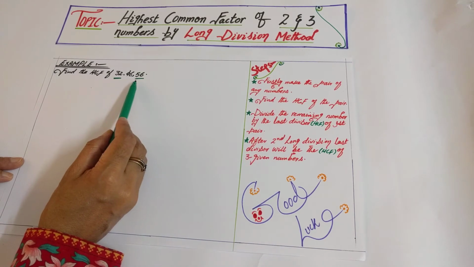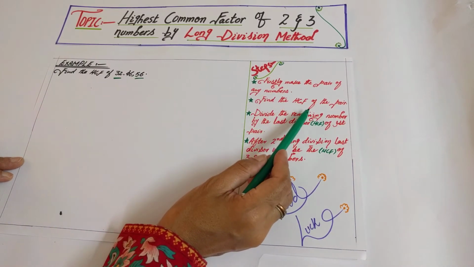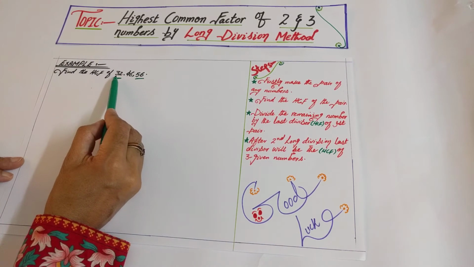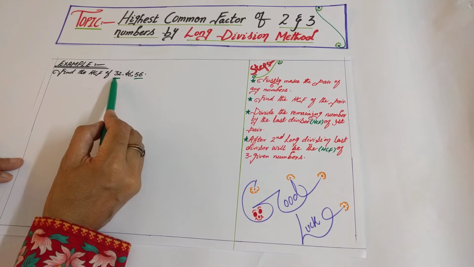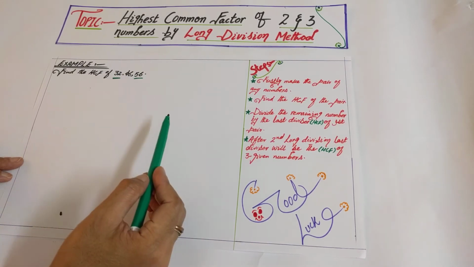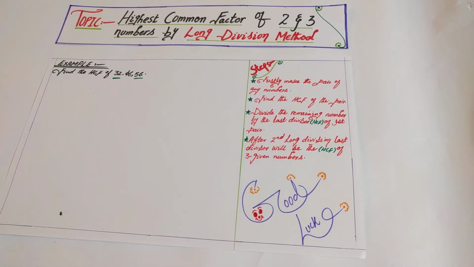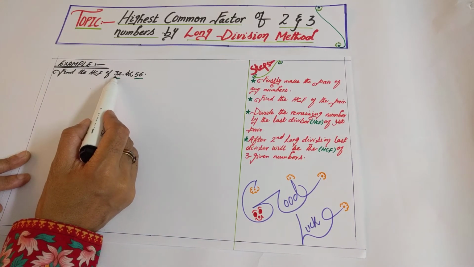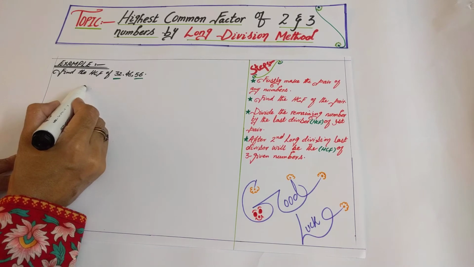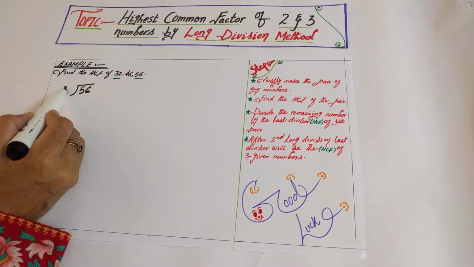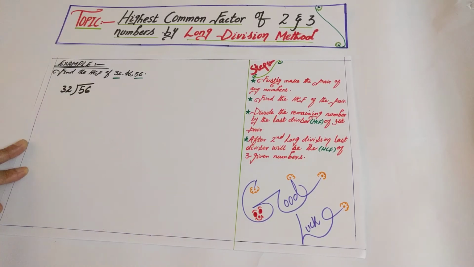When you choose any pair of numbers, you will find the HCF of the pair, because in example number 1 you have already done the HCF of 2 numbers. So the process for 32 and 56 will be the same as example number 1. Let's start the HCF of 32 and 56, and here we will follow the same steps. 56 is the bigger number and 32 is the smaller number. So 56 is our dividend and 32 is our divisor.